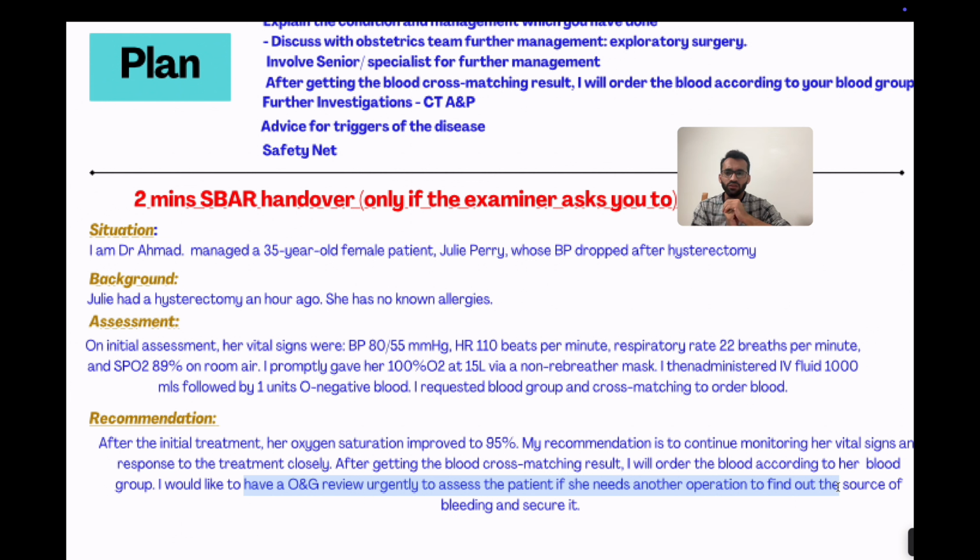So in this way you have to hand over using the SBAR approach, and this is a very simple case.